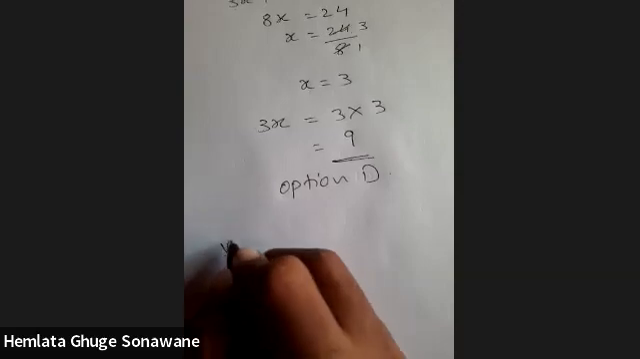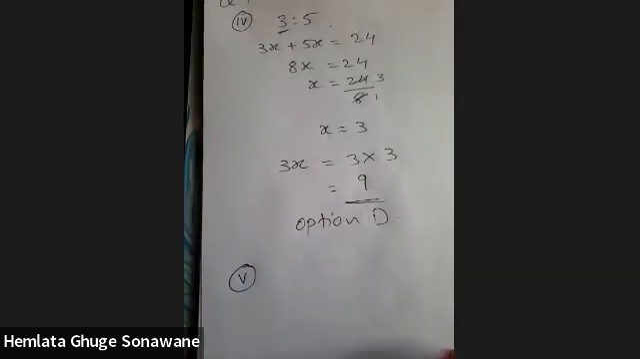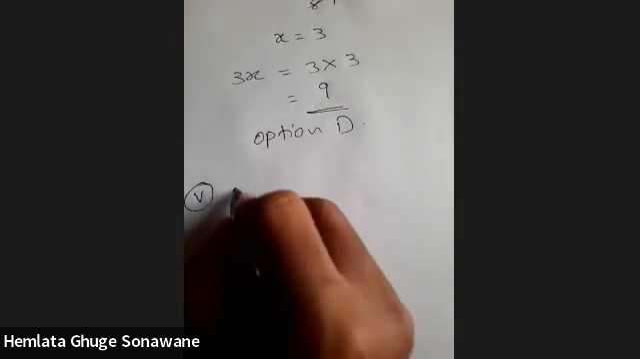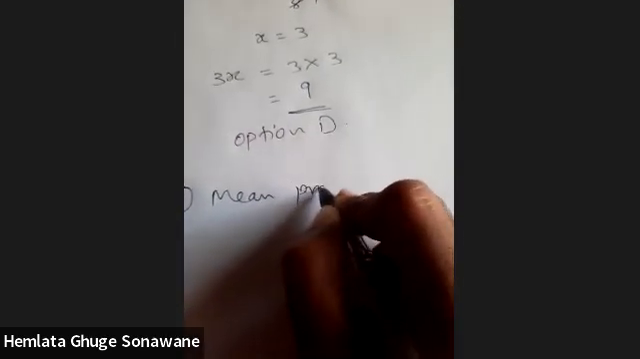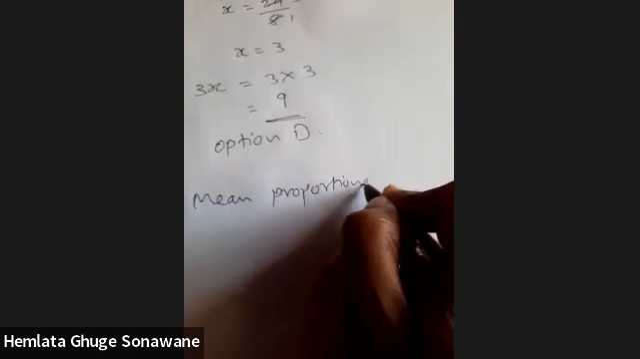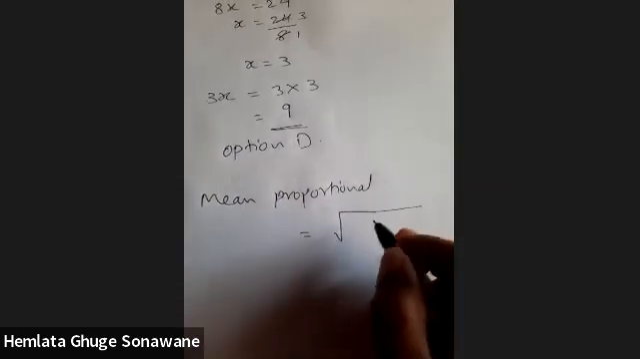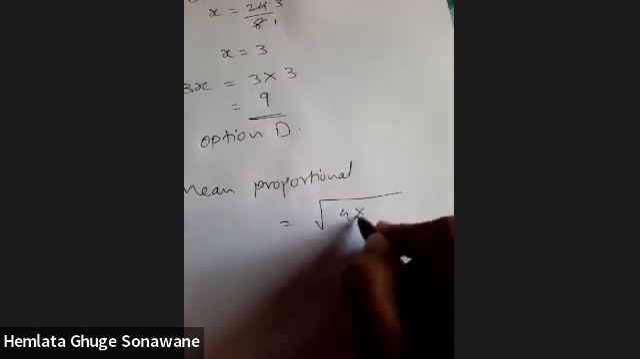We'll take fifth example. What is the mean proportional of 4 and 25? Now we have to find out the mean proportional. So what we'll do? Mean proportional is equal to under root 4 into 25.